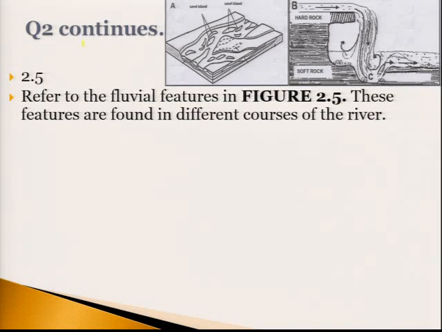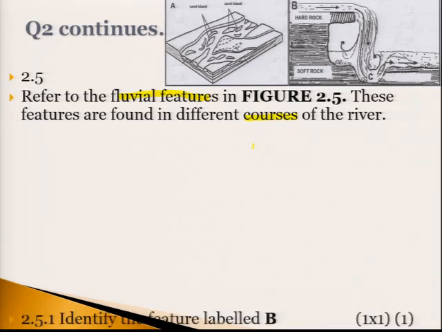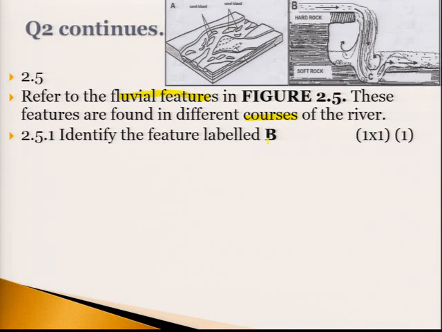Now let's refer to figure 2.5, which shows the fluvial features. These features are found in different courses of the river: upper course, middle course, lower course. Identify feature labelled B. B, what do we get? It's a waterfall. Water will start to fall downstream.